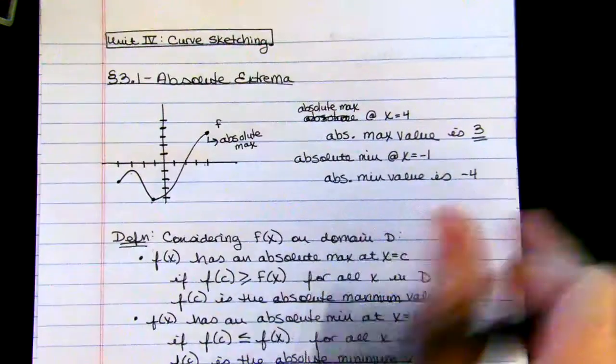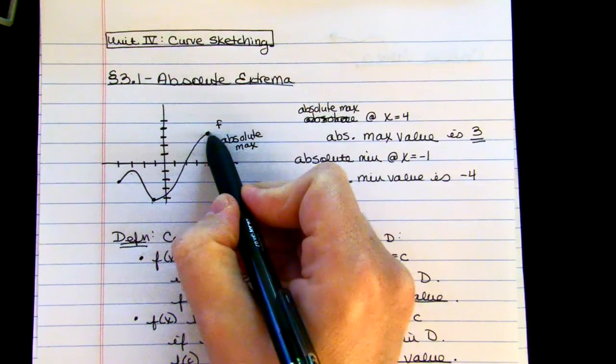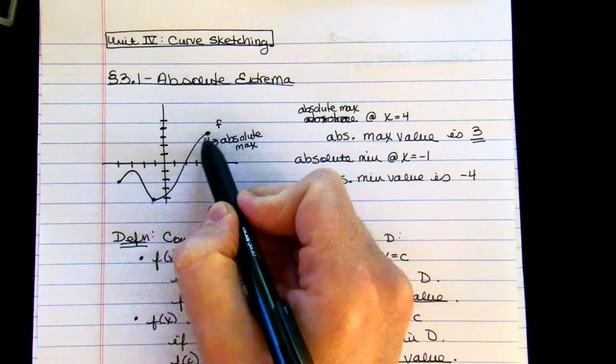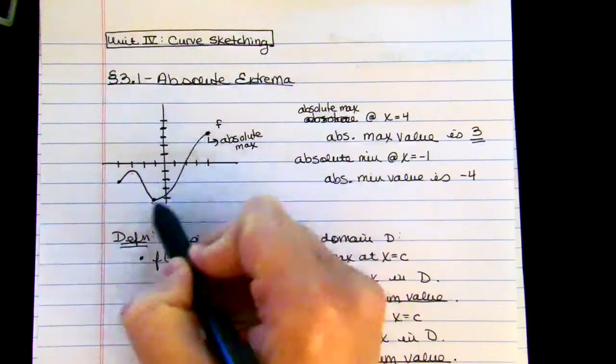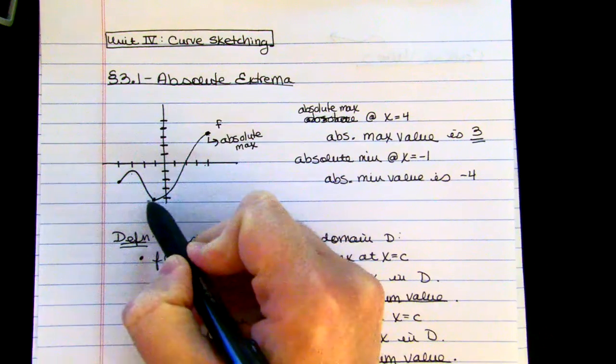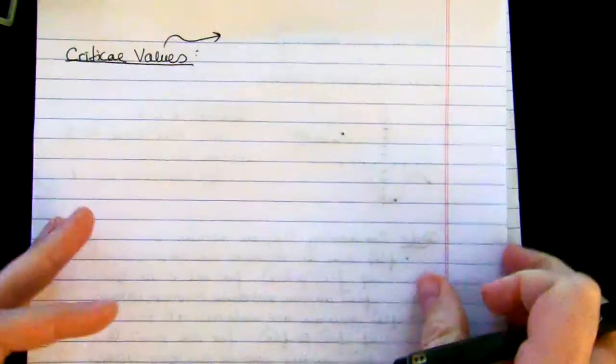They could occur at the endpoints of my function, like I saw in some of the things on the first page. I had an absolute max occurring here. Or, well, at specific x values within our region, like over here. And those specific x values within our region we're going to call critical values.